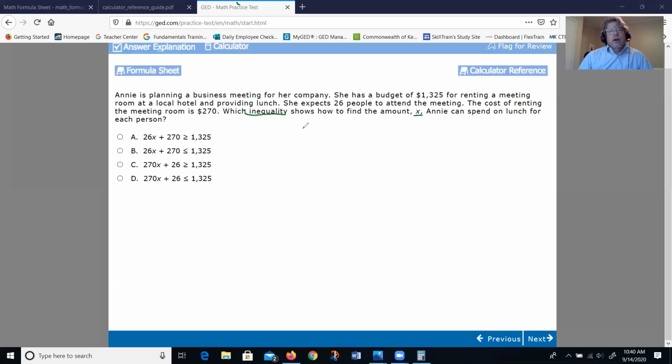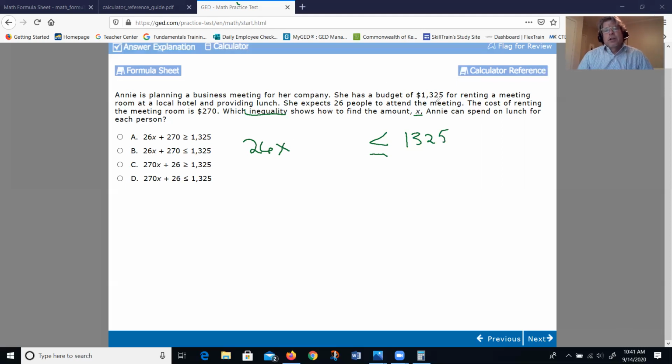So the known fact in this problem is she has a budget of $1,325. Remember, budgets, that's all you're allowed to spend. So as far as inequalities go, we cannot go over the 1,325. That's the relationship we have between those two things. The other thing we pick up on is there's 26 people. Each person is going to be charged for lunch. That's going to be 26 times X, because each person is going to eat lunch and it's going to cost us so many dollars, which they didn't tell us.